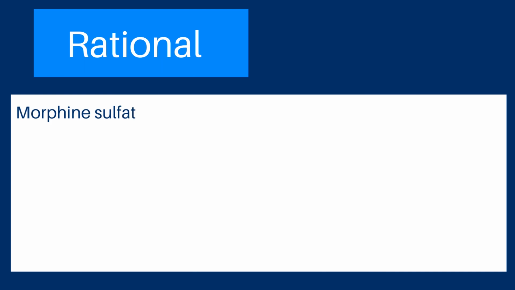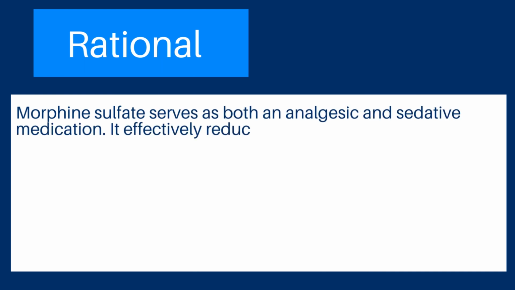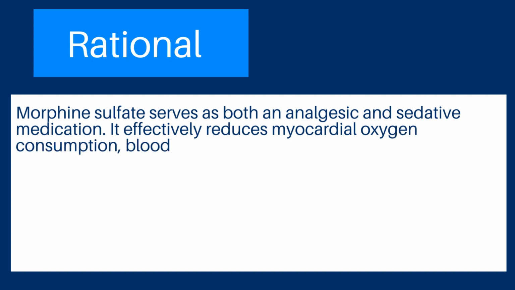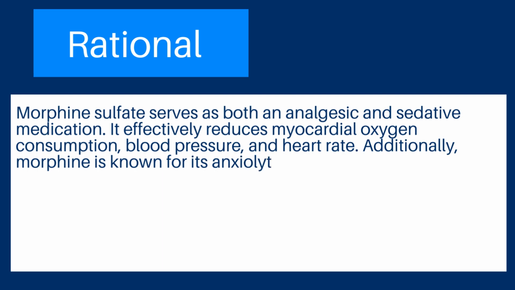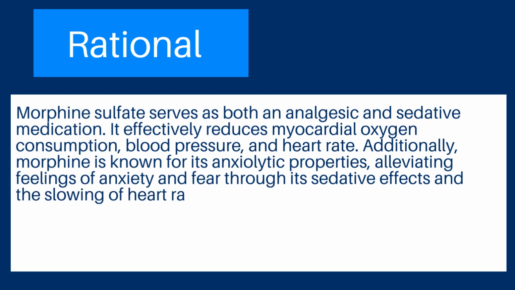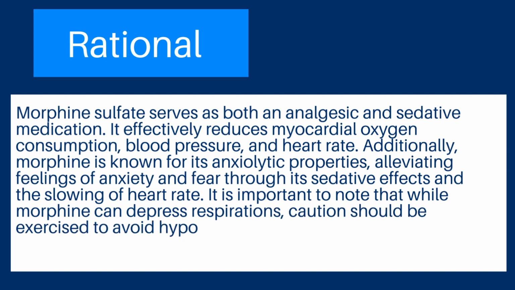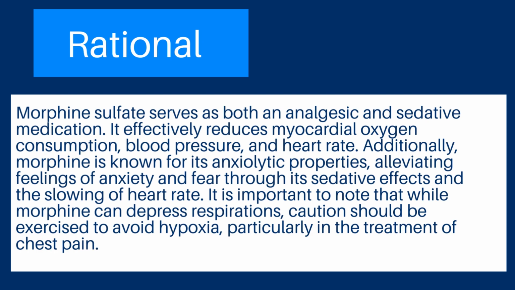Morphine sulfate serves as both an analgesic and sedative medication. It effectively reduces myocardial oxygen consumption, blood pressure, and heart rate. Additionally, morphine is known for its anxiolytic properties, alleviating feelings of anxiety and fear through its sedative effects and the slowing of heart rate. It is important to note that while morphine can depress respirations, caution should be exercised to avoid hypoxia, particularly in the treatment of chest pain.